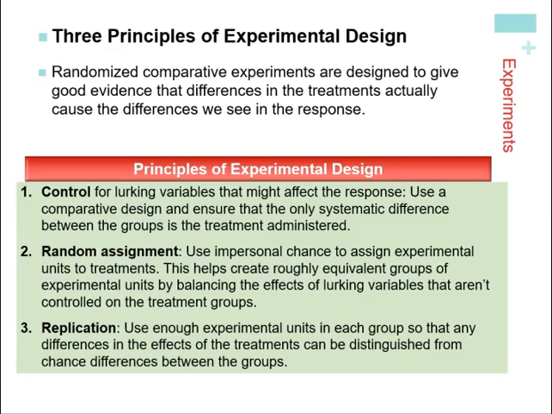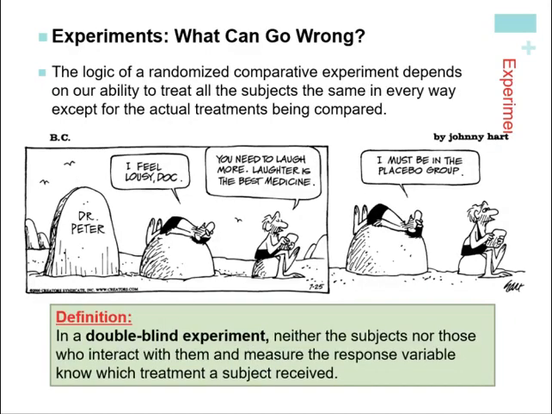Okay, so what are some things that could go wrong that we need to account for? First is the placebo effect. Sometimes just giving people a pill or something will make them feel better, even if it doesn't have any physical effect. That's why a lot of times you see placebos given in experiments, so that they can see whether it's the actual medicine or just the fact that you're telling someone you're giving something that's going to make them feel better.